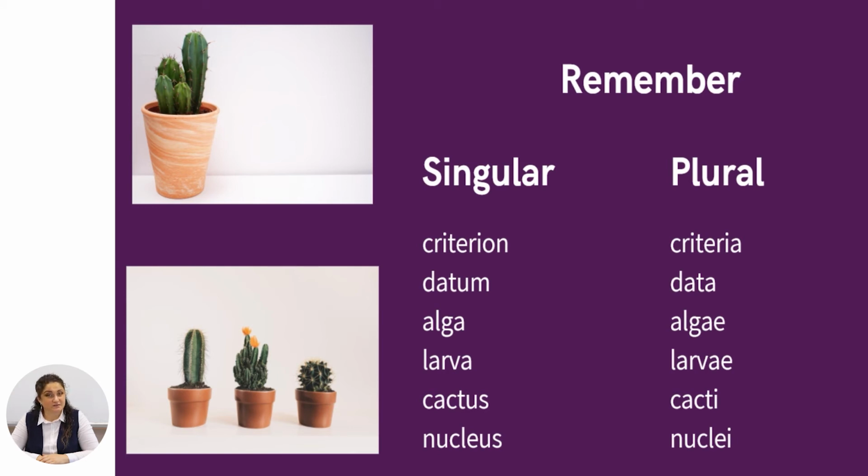Criterion, criteria. Datum, data. Alga, algae. Larva, larvae. Cactus, cacti. Nucleus, nuclei. You can notice that the differences are not usual, as we know how we form plural for other words in English. So that's why my recommendation to you is to remember all these words if you want to use them more often.